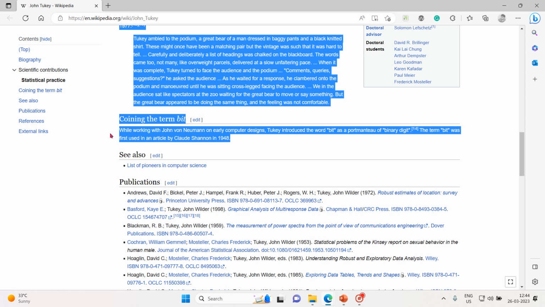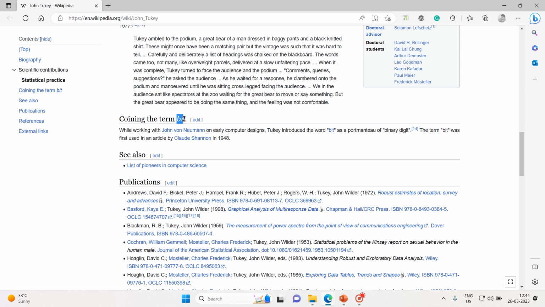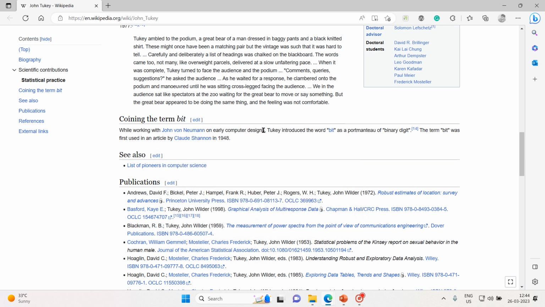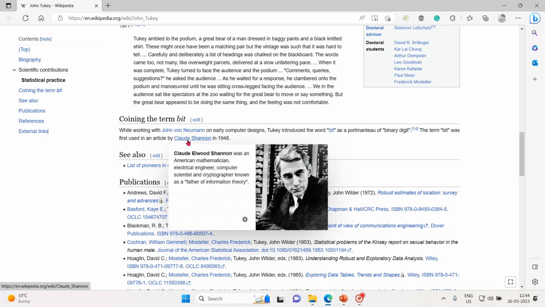So coining the term bit, that's what he did. He coined the term bit. While working with John von Neumann on early computer designs, Tukey introduced the word bit as a portmanteau of binary digit. The term bit was first used in an article by Claude Shannon.